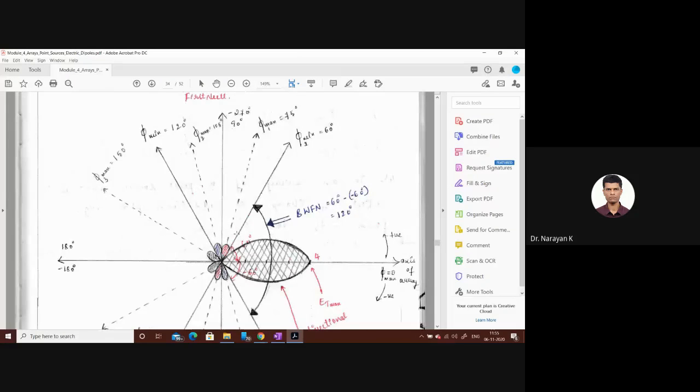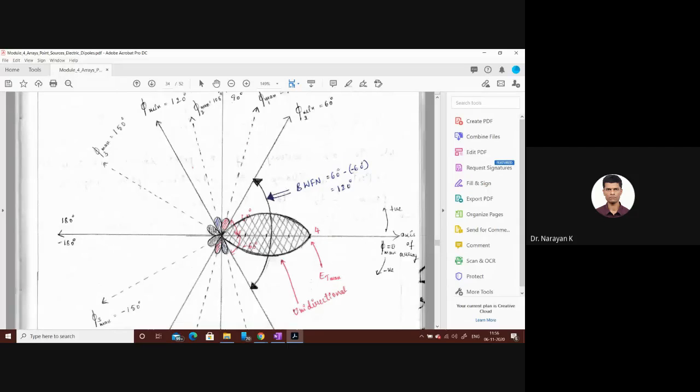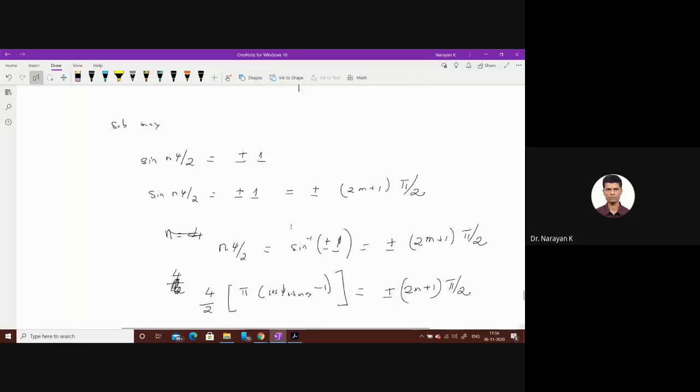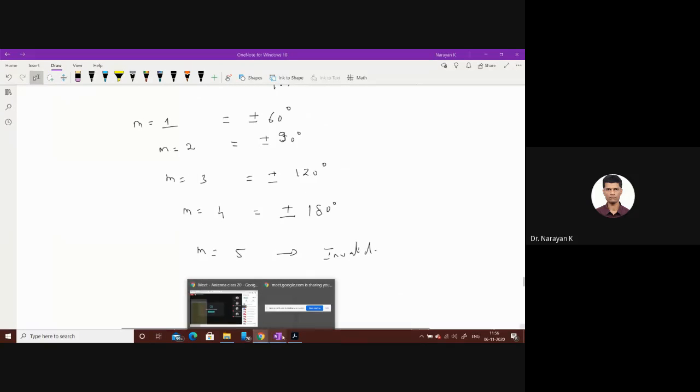Now don't start measuring 75.52 in your protractor. Approximately measure 75 degrees and draw one small subsidiary maxima here. Similarly, it will be on the opposite side, in the minus direction also. You will get one subsidiary maxima. This is your first subsidiary maxima. Next, where is your next subsidiary minima? 120 degrees.